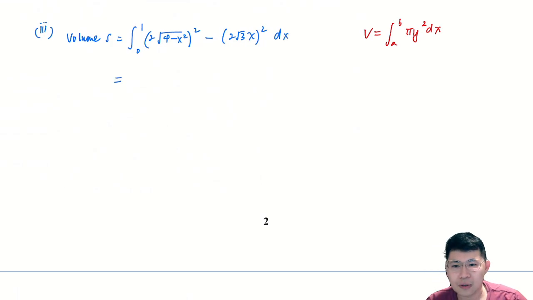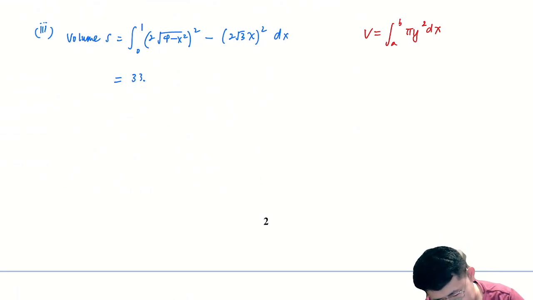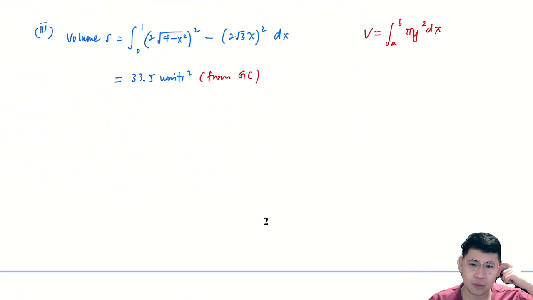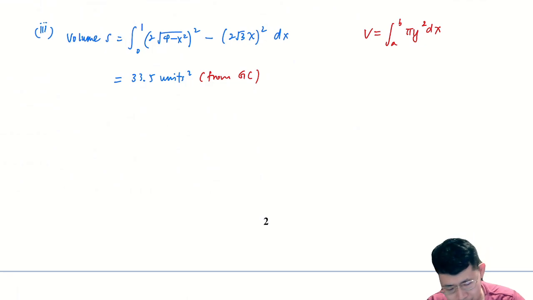We can make use of a GC to do this, because they never ask for the exact value. You just find the volume. So we can get 33.5 units square. This one is from GC. However, if you want to do it with integration, you just do it slowly, and it should give you 32 over 3 pi units square.